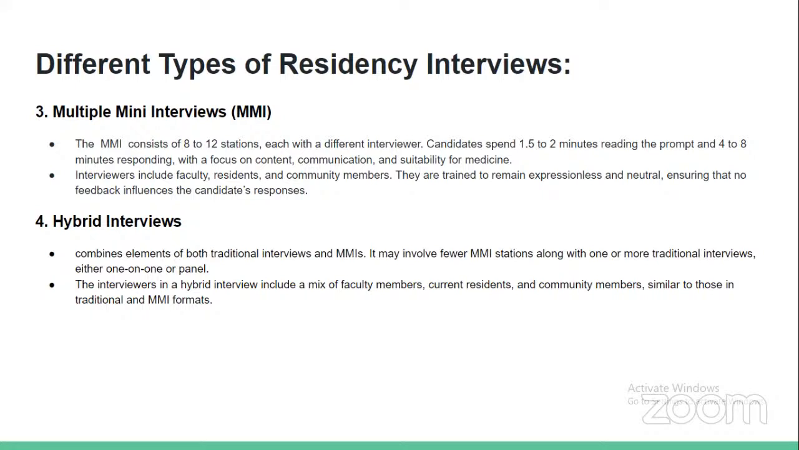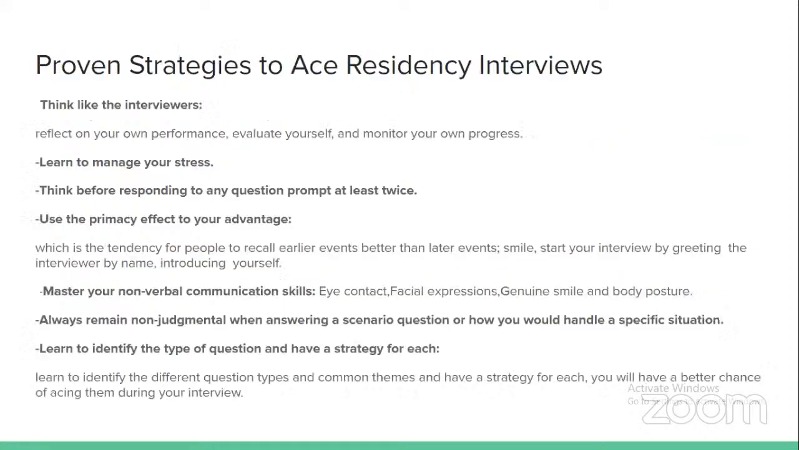The fourth is the hybrid interview, which is both traditional and multiple mini interviews, but the most common ones are the traditional ones. Rarely can you find multiple mini interviews or hybrid ones. The hybrid is a mix, as I said. There could be interviewers who are faculty members, current residents, and community members as well.